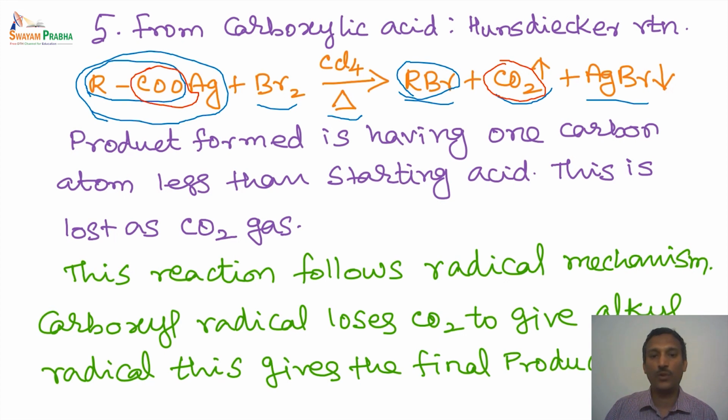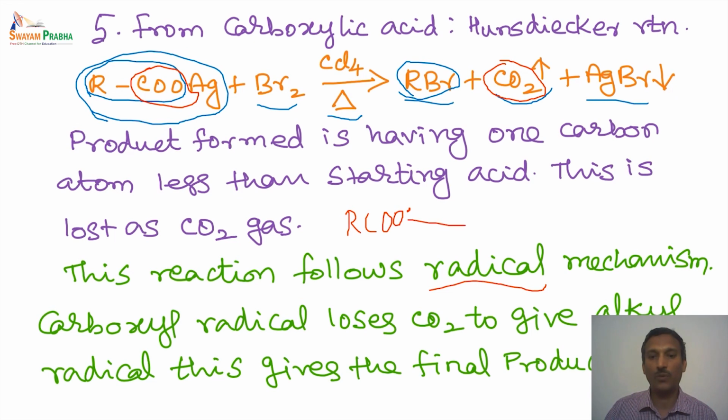And again, as usual, this reaction also follows a radical mechanism. So what happens is that the silver carboxylate bond is homolytically cleaved to give you a carboxyl radical. So RCOO radical is formed in the initial step.